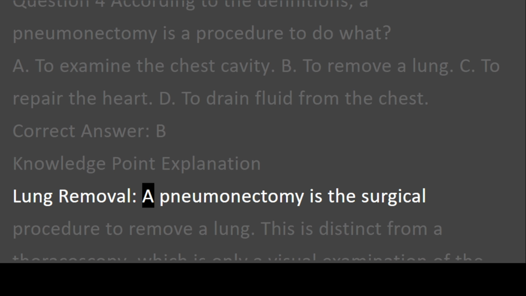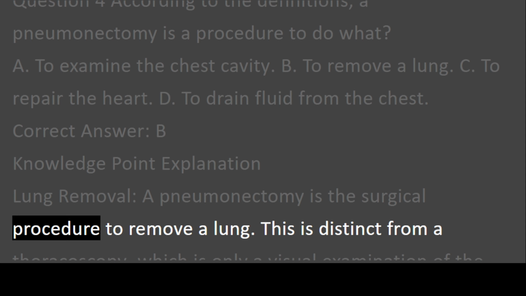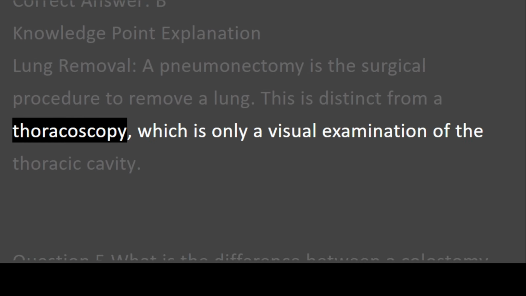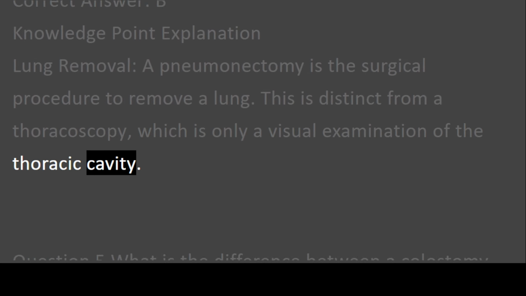Lung removal. A pneumonectomy is the surgical procedure to remove a lung. This is distinct from a thoracoscopy, which is only a visual examination of the thoracic cavity.